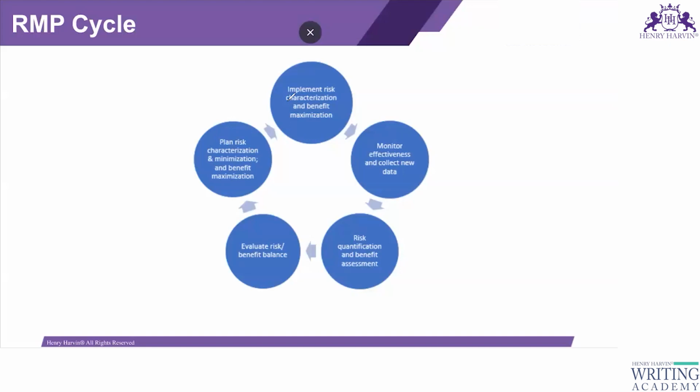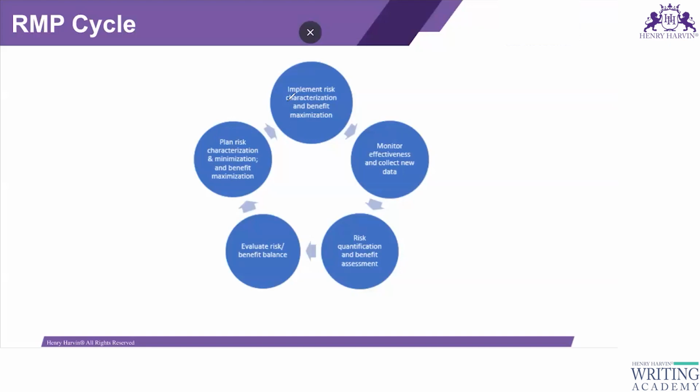And after that, when they have planned those activities, according to that the activities are implemented. Okay, so risk characterization and benefit maximization, all these activities are implemented. Then after that, the effectiveness of these risk minimization activities is monitored, and new data related to this is collected. Then again the risk quantification and benefit assessment is done from the information collected by monitoring the effectiveness of the risk minimization activities.